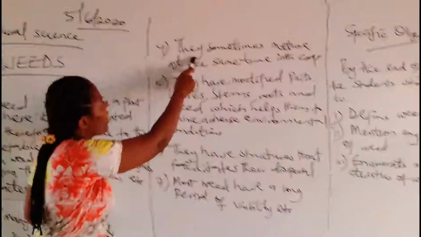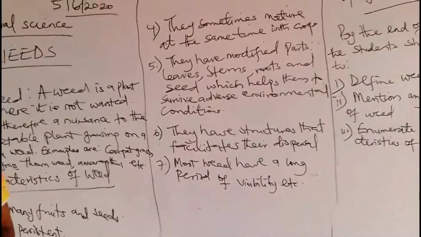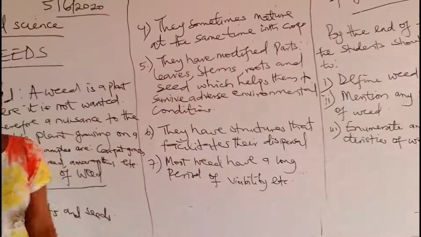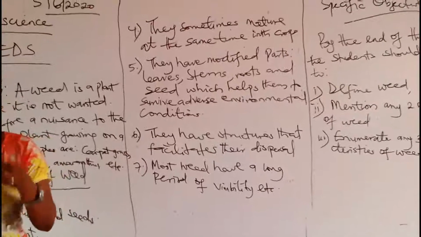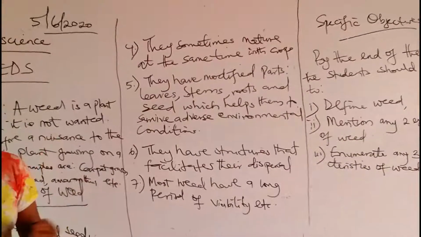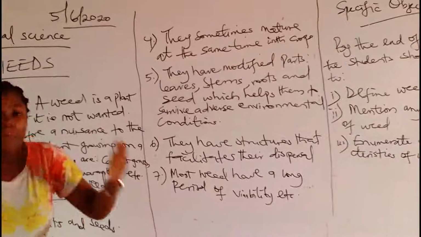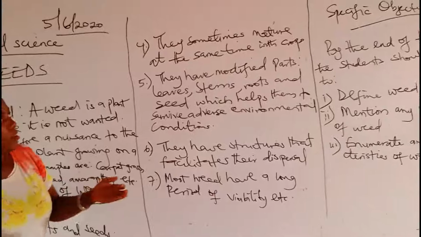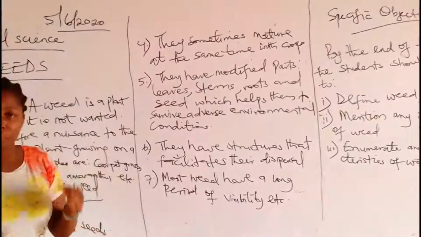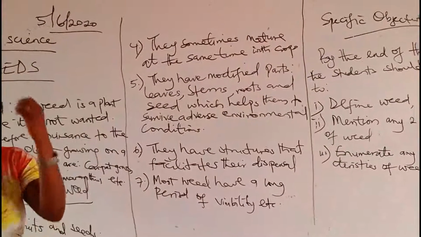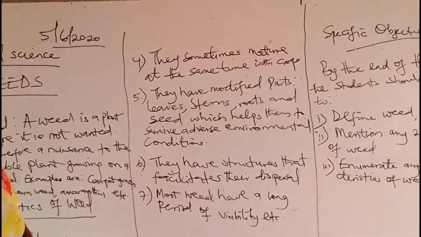Then we have number 4 here. We say that they sometimes mature at the same time with crops. Once they mature at the same time with crops, what will happen? They start to compete. If there is little nutrient there for the crop to survive, the weed will be battling with that particular crop. Thereby, some portions of the nutrients will now be pushed to the weed, thereby causing the crops that is already planted there to suffocate and be striving to receive nutrients for its maturity or for its yielding.